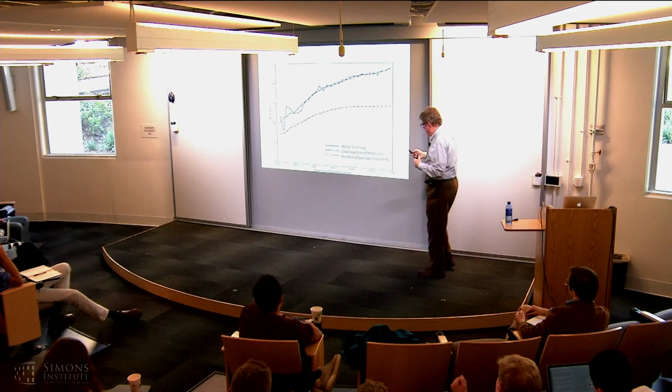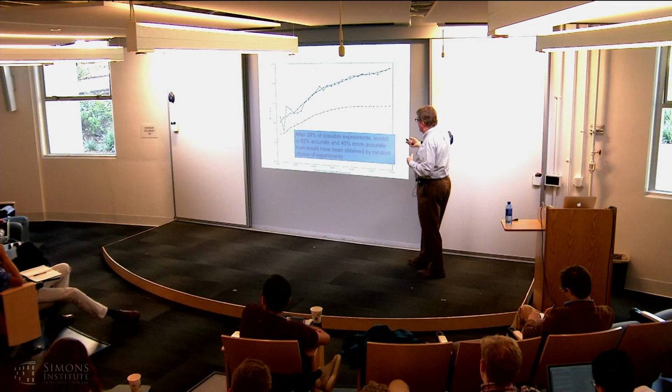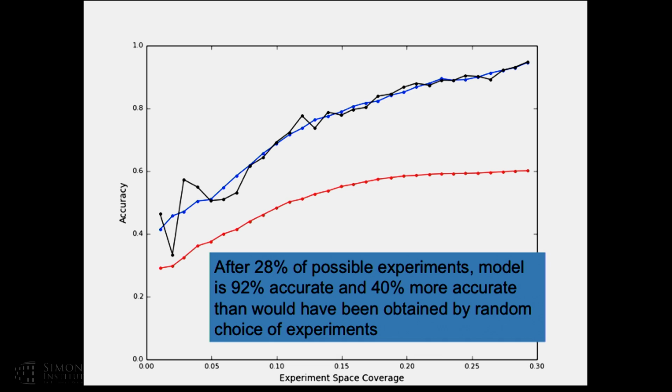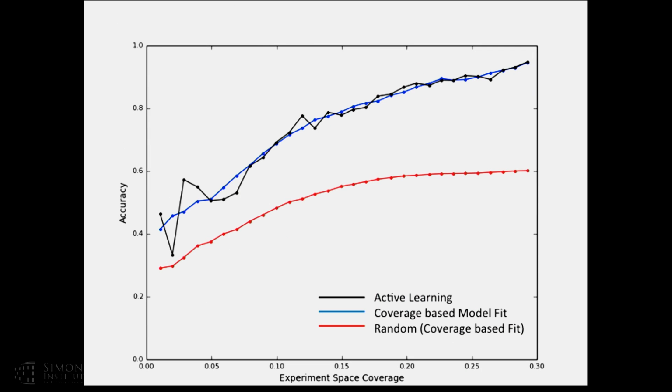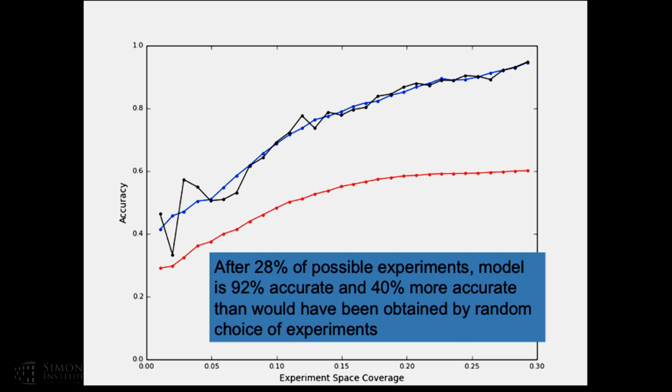Okay, so what is the overall picture here? After 28% of the experiments, the model's 92% accurate. Yes? Just a quick calculation: 48 squared is like 2,500 or something. And on the previous graph, you were showing many more experiments, and yet the matrix wasn't white, right? Right. So the space is 96 by 96, because we duplicated everything, but it doesn't know that. Okay. So 28% of the experiments, 92% correct model, and random choice of experiments would have gotten us about 40% less accuracy.